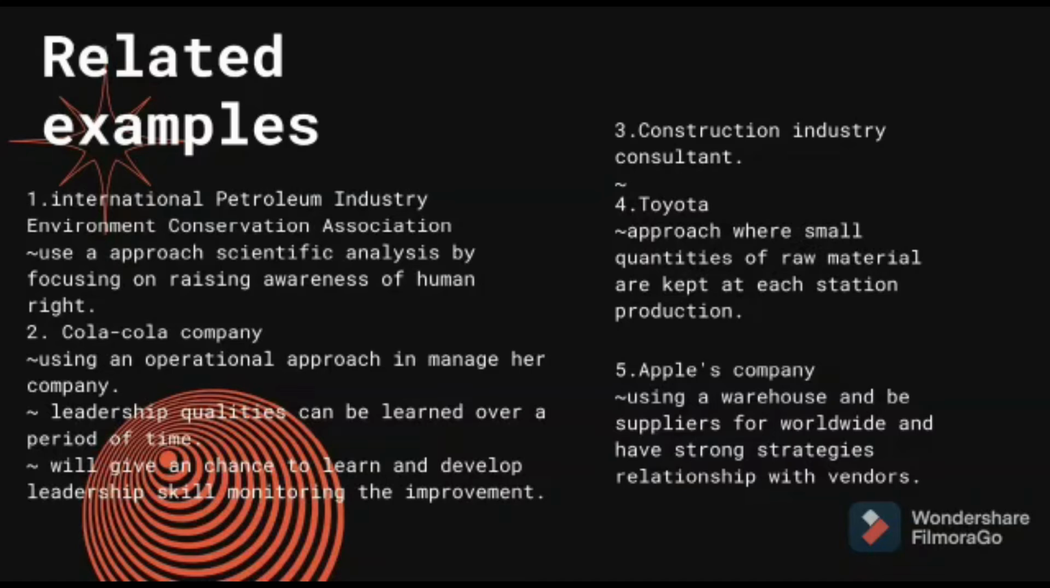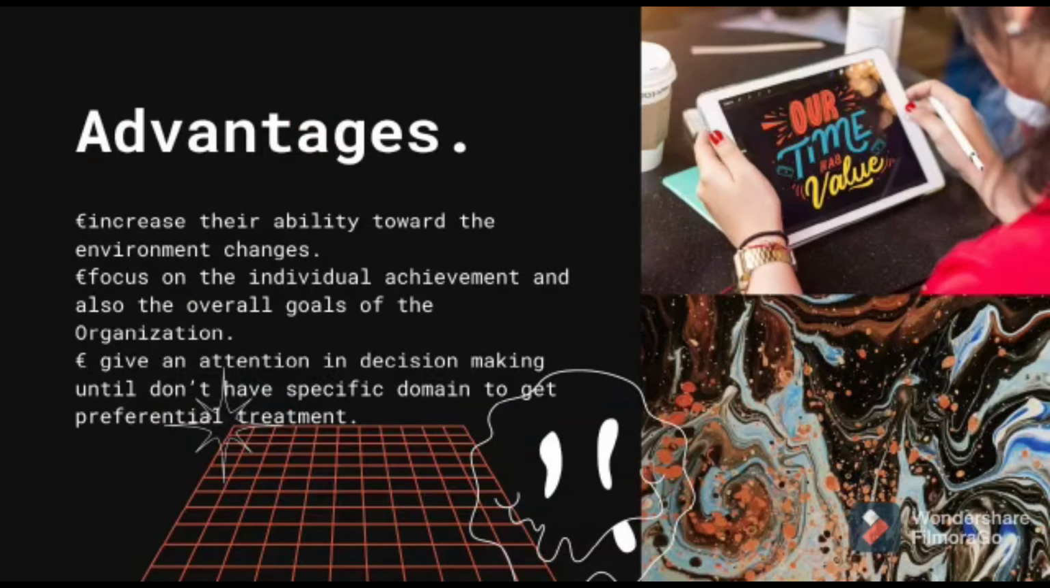The National Petroleum Industry Environment Conservation Association uses a scientific analysis approach by focusing on raising awareness of human gifts. Lastly, Coca-Cola Company uses an operational approach in managing the company because they believe leadership quality can be learned over a period of time. Thus, the CEO of Coca-Cola Company ensures that employees are given a chance to learn and develop that leadership skill while monitoring the improvement. The theory increases their ability to adapt to environment change.